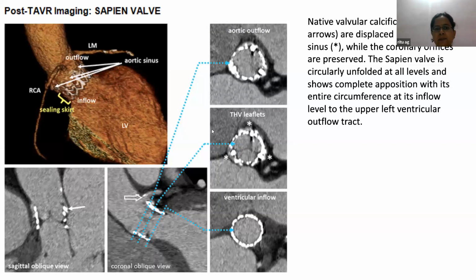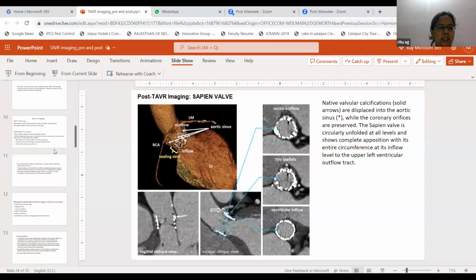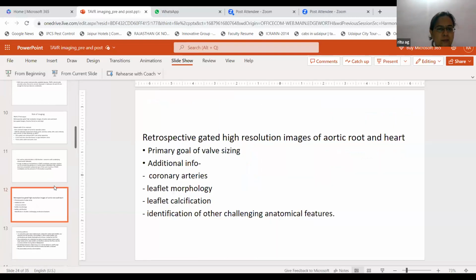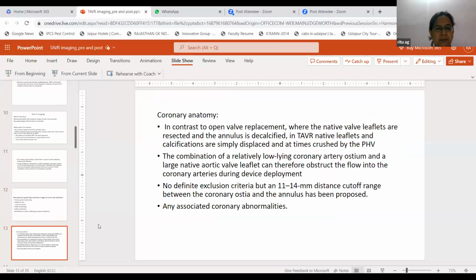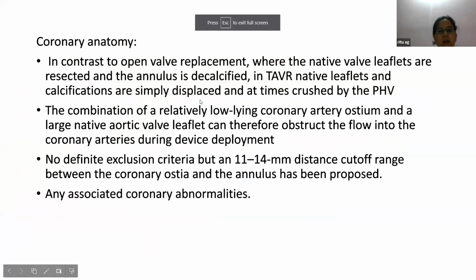So now if the height of the coronary ostia from the annulus is less, or if this native leaflet is very long, then this leaflet can actually block the coronary artery ostia. And that can become a real big problem. And therefore, we have to be very specific about the coronary artery anatomy.